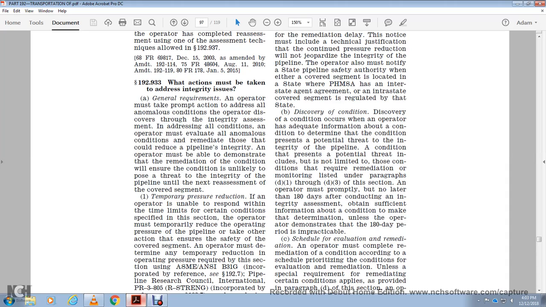192.933: what action must be taken with an integrity issue. The general requirement: the operator must take prompt action to address the anomaly or condition the operator discovers through the integrity assessment. The operator must be able to demonstrate that the remediation of the condition ensures the condition is unlikely to pose a threat to the integrity of the pipeline, up to the next assessment over the covered segment.